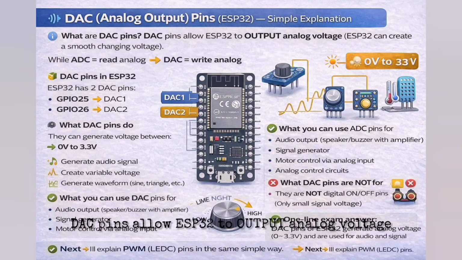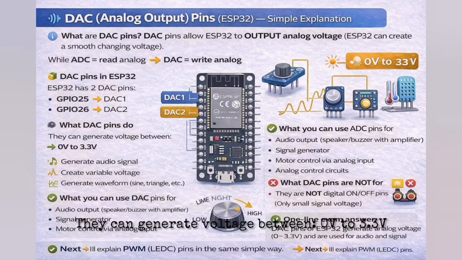What are DAC pins? DAC pins allow ESP32 to output analog voltage. ESP32 can create a smooth changing voltage, while ADC is equal to read analog, DAC is equal to write analog. DAC pins in ESP32. ESP32 has two DAC pins. GPIO 25, DAC1, GPIO 26, DAC2.